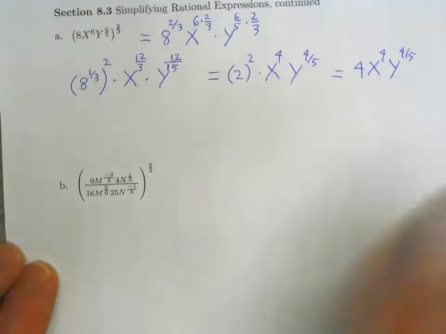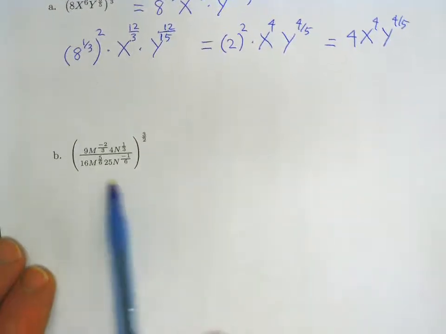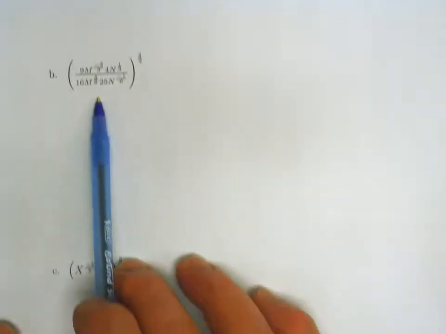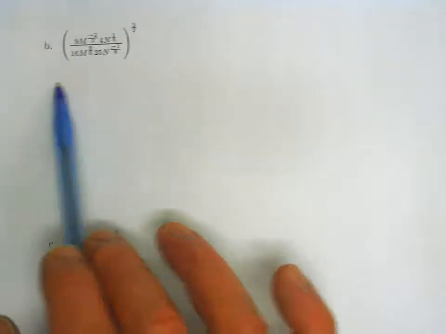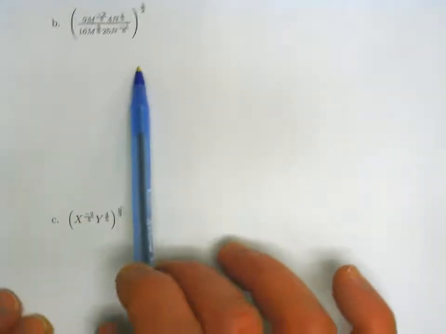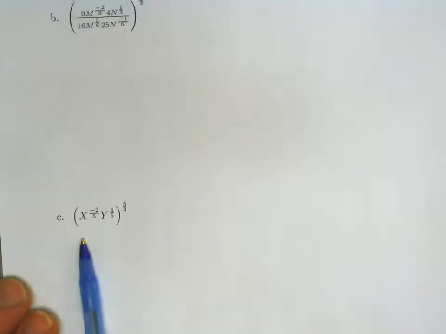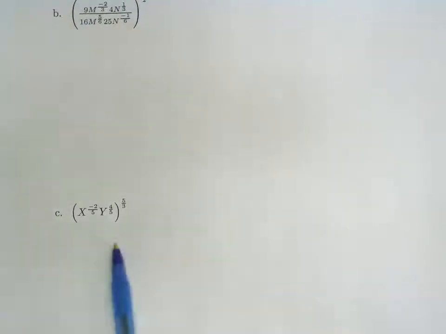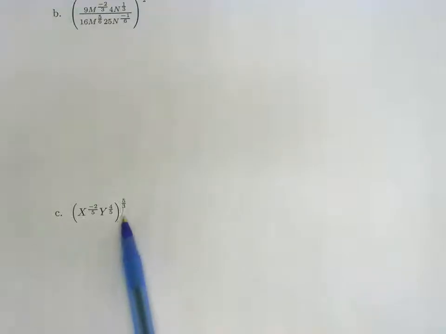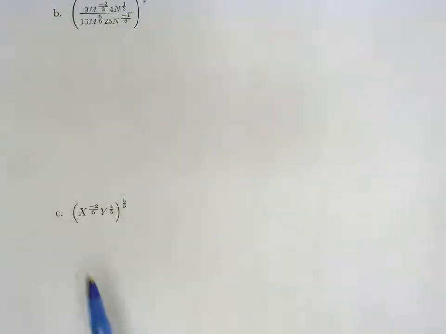Okay, for now, we will bypass this example B. If there's time later, I might come back to this. But let's look at this bottom one down here. We have x to the negative 2/5 times y to the 4/5, and this is all raised to the 5/3.